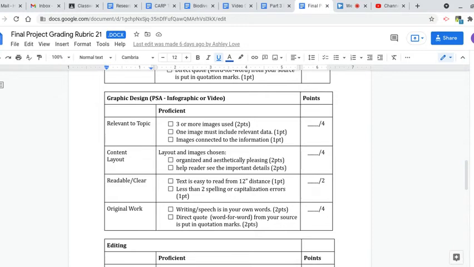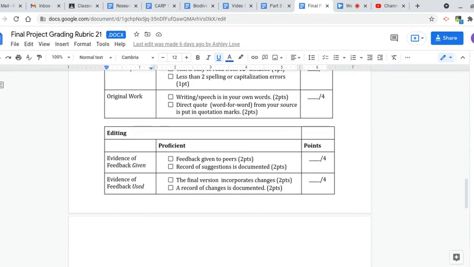The images need to be connected to the information. Your layout and images chosen need to be organized and aesthetically pleasing. Aesthetically pleasing is like, it looks nice to the eye. I enjoy seeing it. They need to help the reader see the important details. It needs to be readable from a 12-inch distance. Again, that's about a ruler. There needs to be less than 2 spelling or capitalization errors. And the writing and speech needs to be in your own words. If you do some quotes from your source, they need to be put in quotation marks.